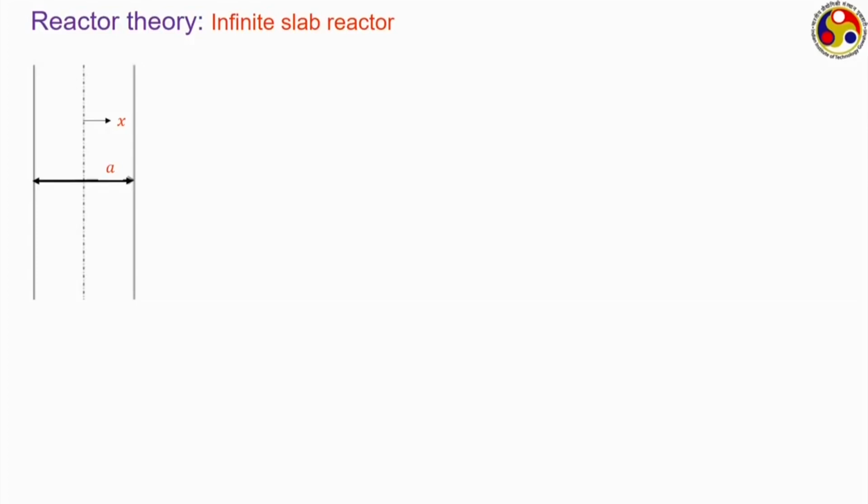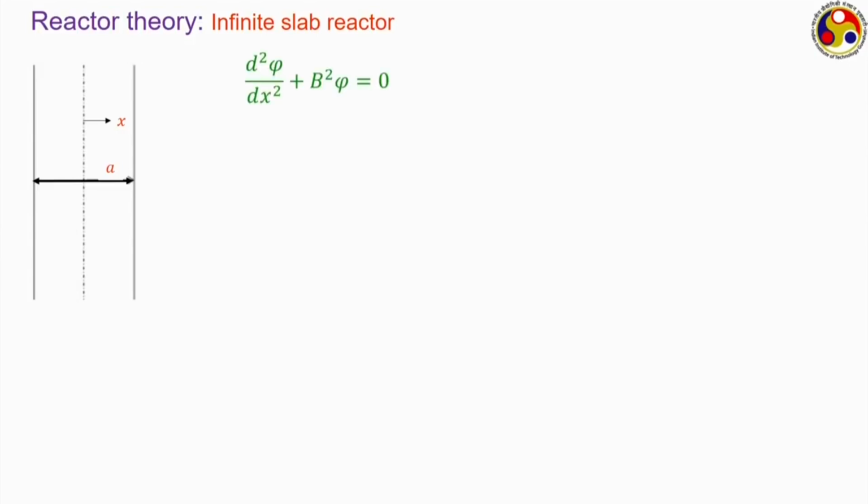So, the total reactor has a width of a, that is, from the central line to the edge the distance is a by 2 on either side, and again the dimensions in the y and z directions are significantly larger than the dimension in the x direction, which is a or a by 2. Any variation in the y or z direction can be neglected, and we have variations to consider only in the x direction.